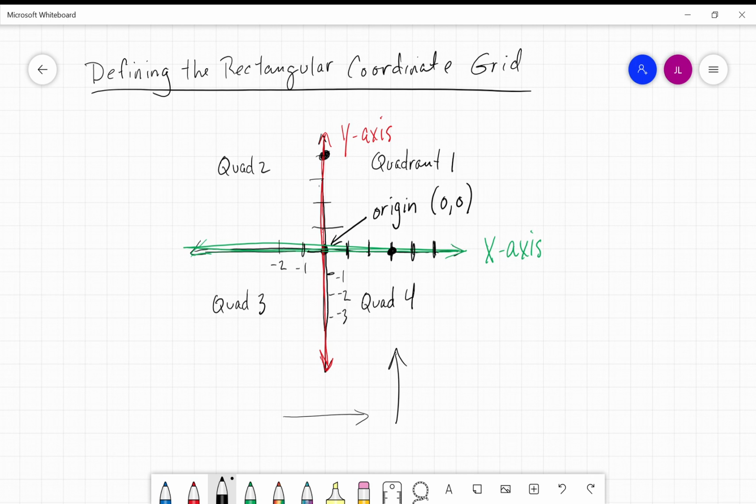So when we're looking at these situations, this is what we want to think about. Quadrant 1, quadrant 2, quadrant 3, quadrant 4 as we go around counterclockwise. And we know the y-axis is our vertical that runs up and down, and the x-axis is our horizontal going horizontally left to right. So the next video will be talking about plotting points on the graph.